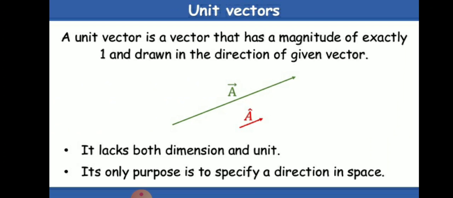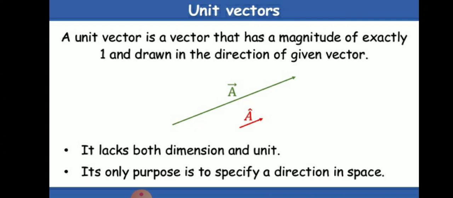Let us see the unit vector. A unit vector is a vector that has a magnitude of exactly 1 and is drawn in the direction of the given vector. A unit vector is a vector of unit magnitude. Unit magnitude in the sense its magnitude value is 1. A unit vector is a vector whose magnitude is unity. A unit vector has no dimension and unit. It is used to specify a direction only.